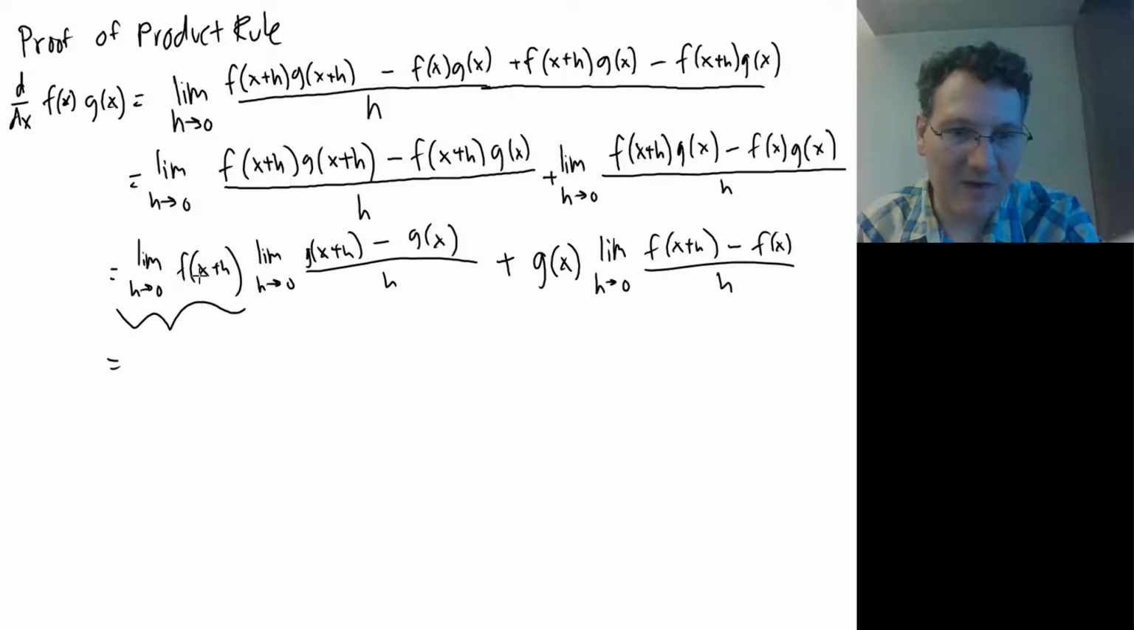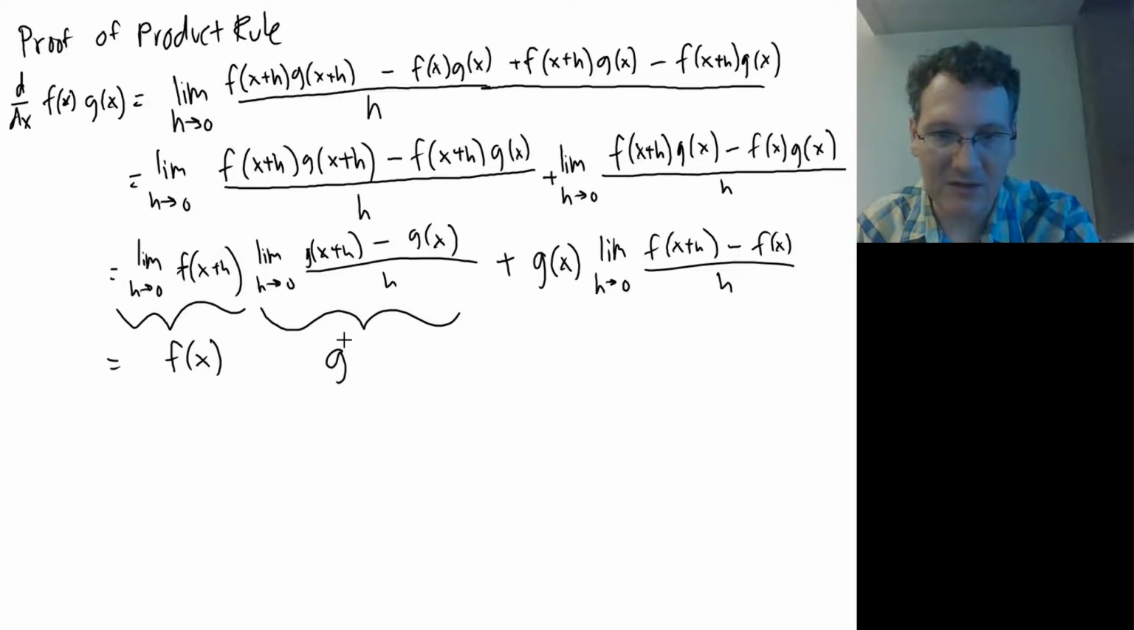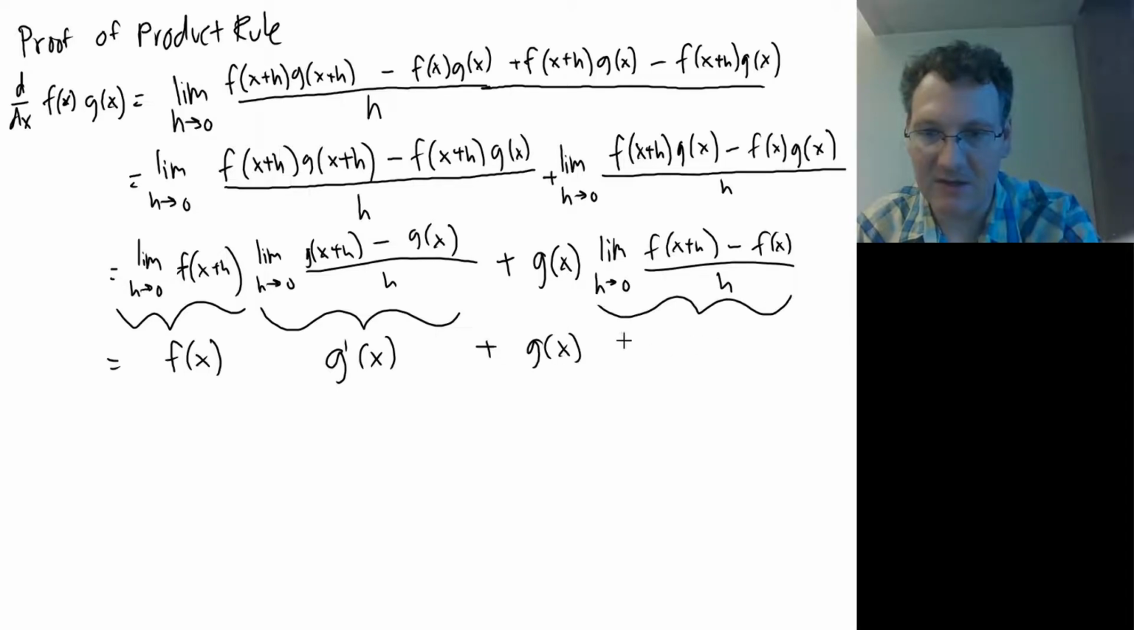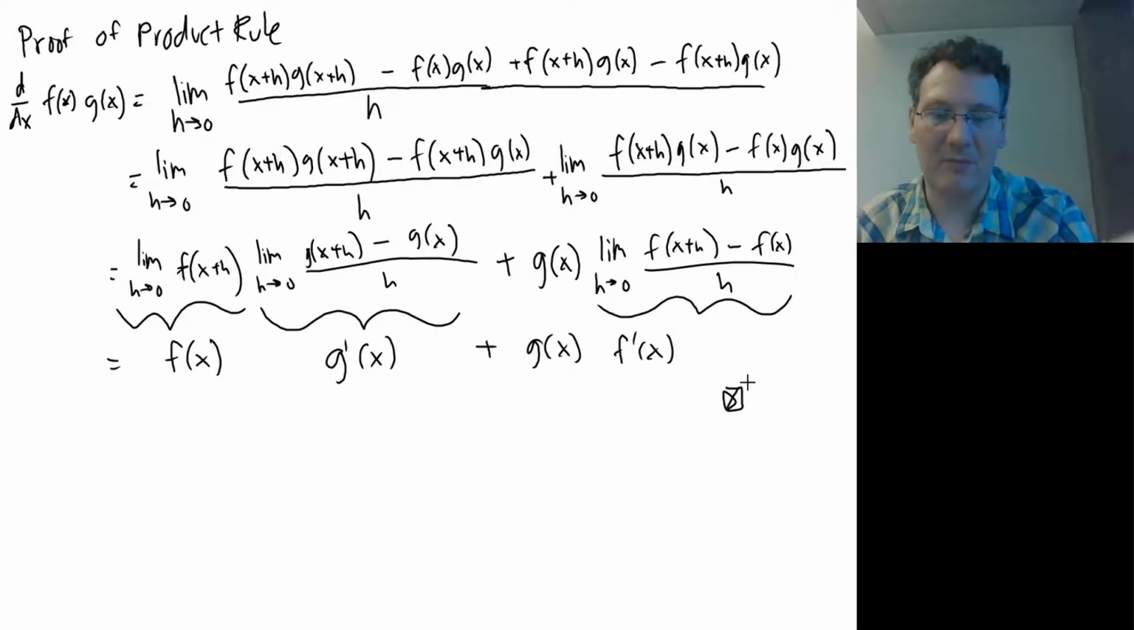Nice thing here is the limit of f of x plus h as h goes to 0 is simply f of x. This here is just the definition of g prime of x. Then we have g of x, and this here is the definition of f prime of x. And that's our proof. That's how we get the product rule.